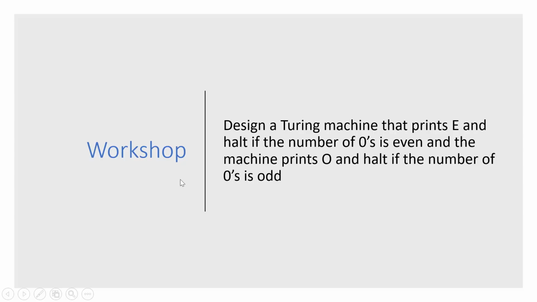So let's take a look at another problem where we have to design a Turing machine that prints E and halts if the number of zeros is even, and prints O if the number of zeros is odd. We can also build a finite state machine to do this, so let's do that first. Assume the tape has some blanks other than zeros and ones. So we define one state, Q naught, which indicates that we have seen an even number of zeros, and we define a state Q1, which indicates that we have seen an odd number of zeros.